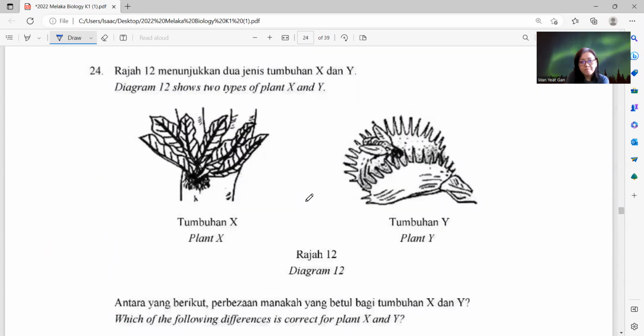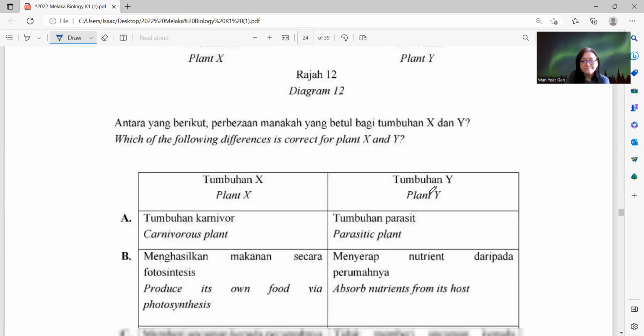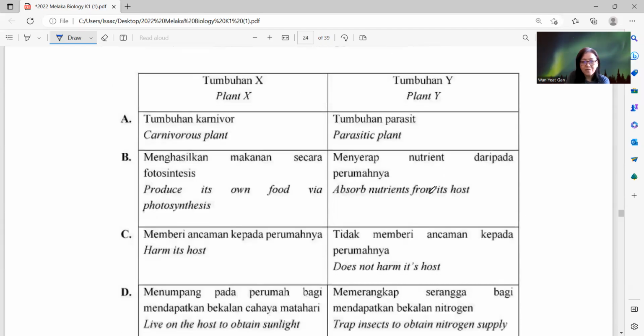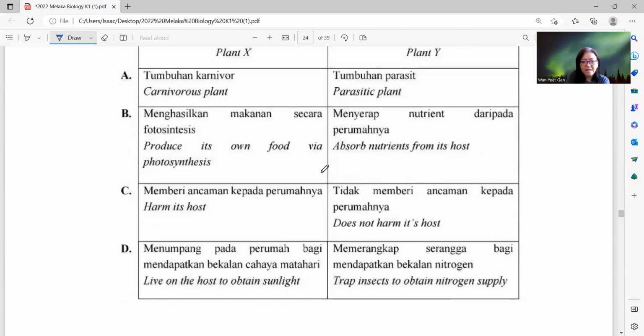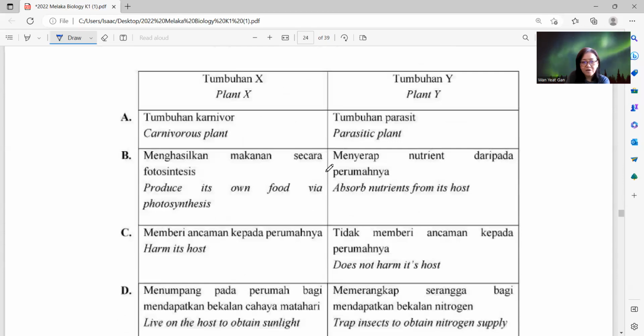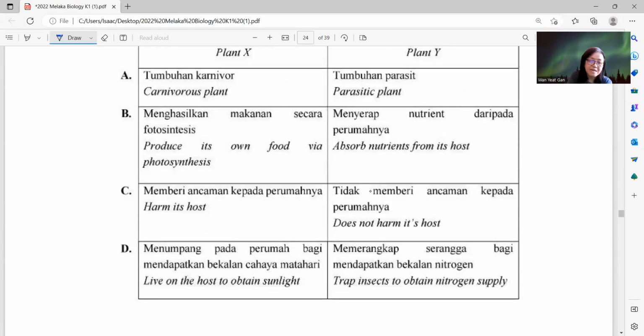24. Diagram 12 shows the two types of plant, X and Y. So you have an epiphytic plant and a carnivorous plant. Epiphytic plants live on hosts to obtain sunlight, while carnivorous plants trap insects to obtain nitrogen supply.